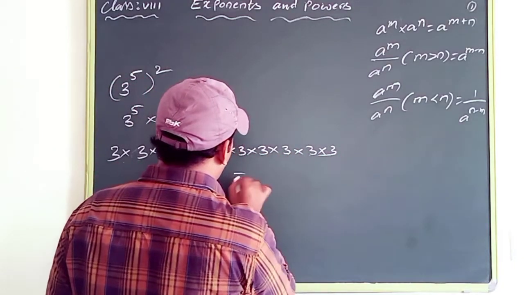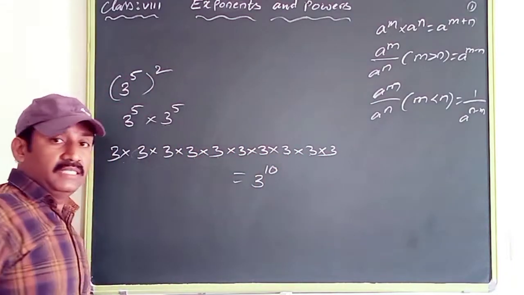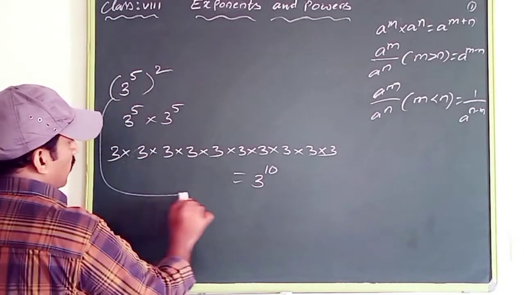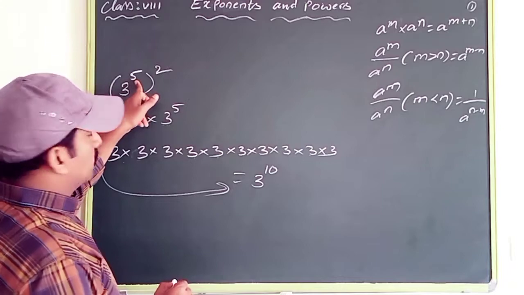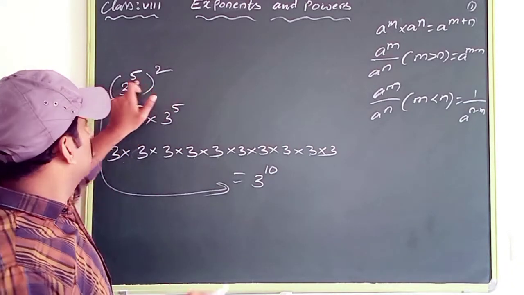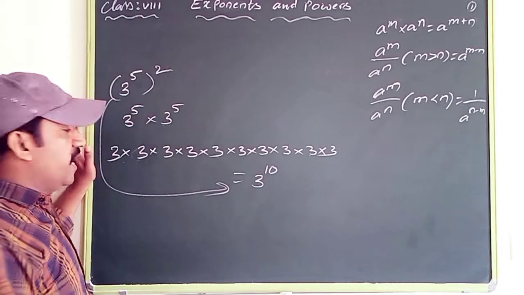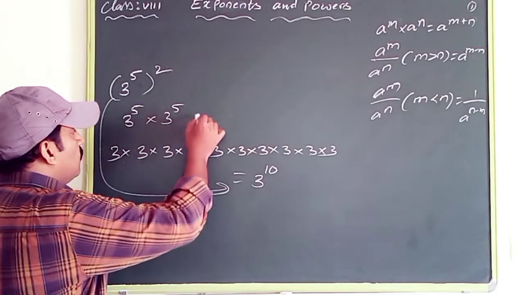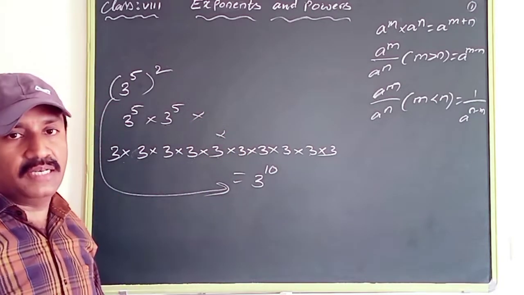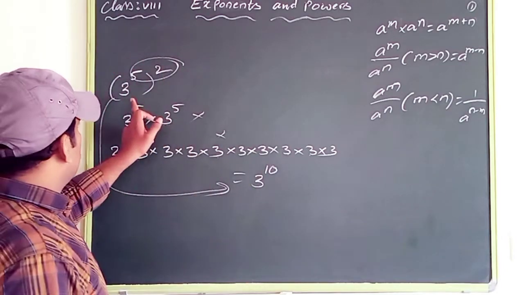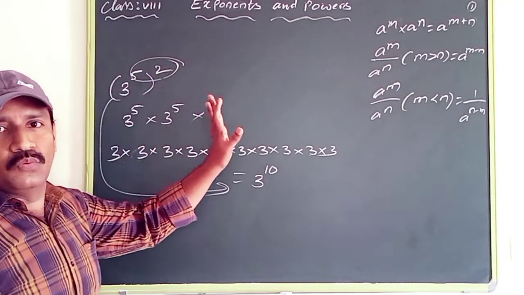That means what is this? 3 to the power of 10. Come on, tell me children, 3 power 5, whole power 2. Understand? Or 3 power 5, whole square. I got the answer 3 power 10. Without this process, how can we get it? Exactly, we should multiply the 2. 3 power 5 into 2, 10.